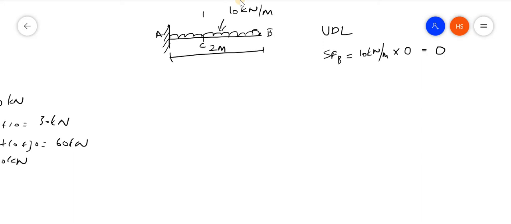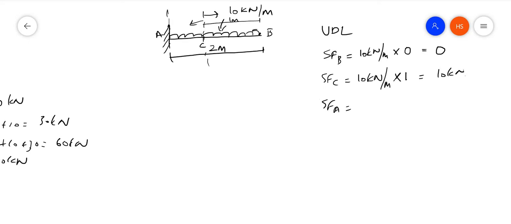Now considering this point C, an arbitrary point C is chosen, let that be at a distance of 1 meter. Then shear force at C is equal to 10 kilonewton per meter into the load distance. This is the distance, so either I can consider to the right or to the left. Here it can be 1, that is 10 kilonewton. That is the shear force at C. Now again, what will be the shear force at A? I am considering to this side.